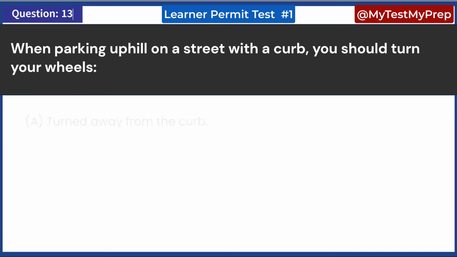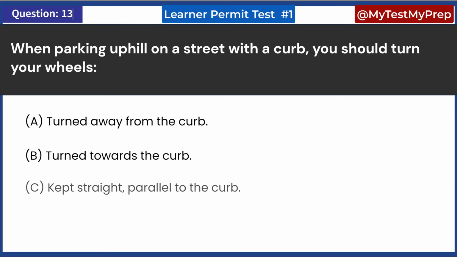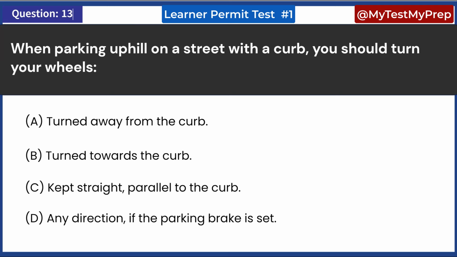When parking uphill with a curb, your wheels should be A. Turned away from the curb. B. Turned towards the curb. C. Kept straight, parallel to the curb. D. Any direction, if the parking brake is set. Answer: A. Turned away from the curb.